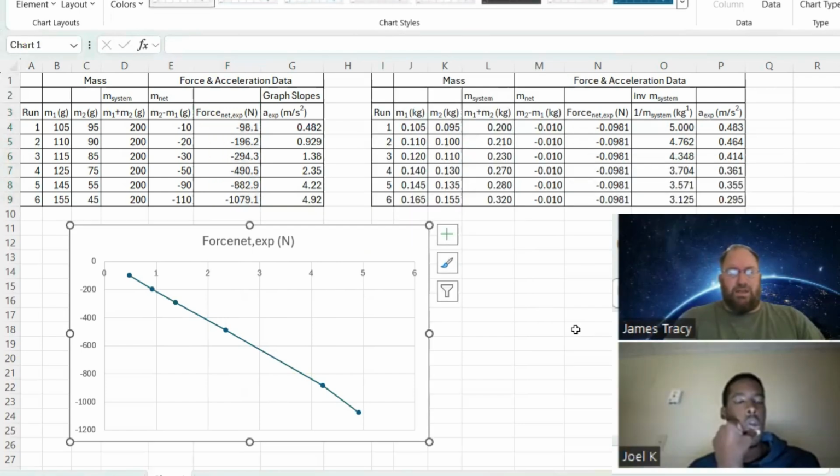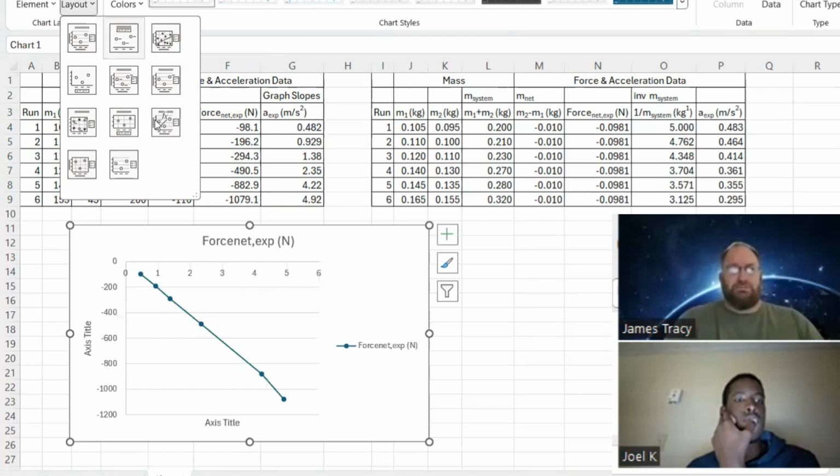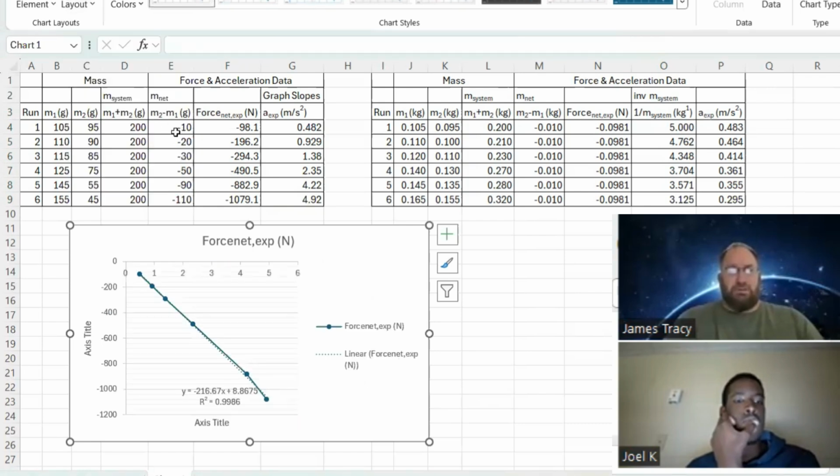Okay, so looking at this data, you can clearly see that there's already one out of alignment. And that one may play a factor when we're looking at part C as well. But let's go ahead and go up to the quick layout and let's throw on the FX tile option. That gives us all our bells and whistles and our fit trend line. Get rid of your legend so we can fill up the space.